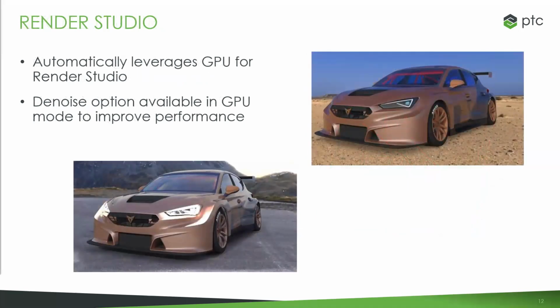All right, moving on to rendering here, our Render Studio capability, which is utilizing the Luxion engine. It's the same engine that's used over in Keyshot. In Creo 8, we've expanded this now to be able to take advantage of the graphics card as well. So if your system has an NVIDIA RTX graphics card, Creo is able to automatically leverage that GPU to do real-time rendering. So that's significantly speeding up rendering time, allowing you to get your renders done faster.